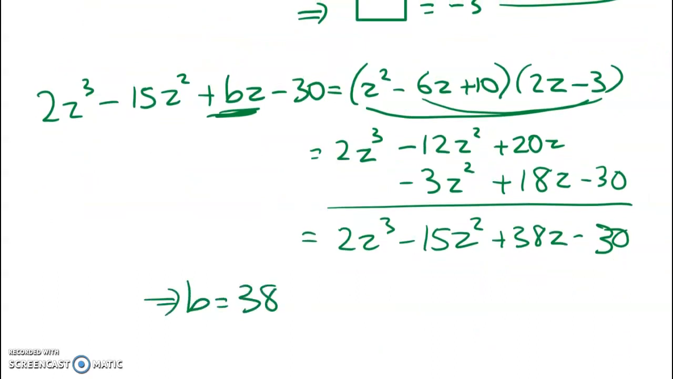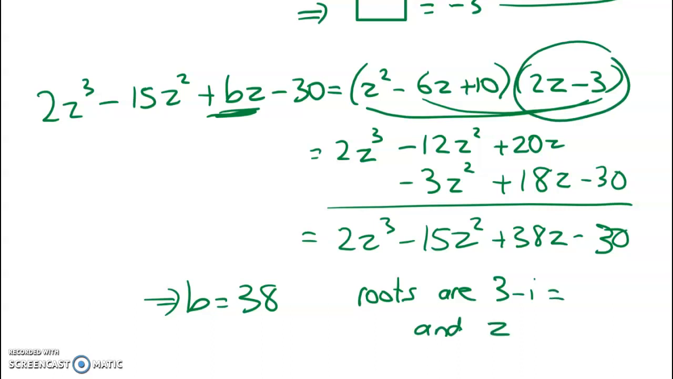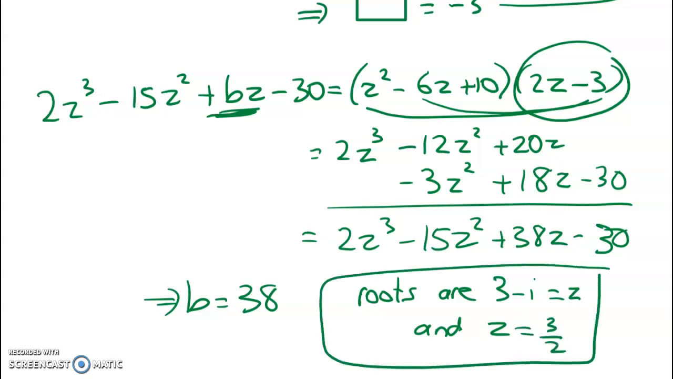Sorry about the noise, guys. b is 38. And the other two roots are my conjugate root, which was 3 minus i, and from in here, z is equal to 3 over 2.